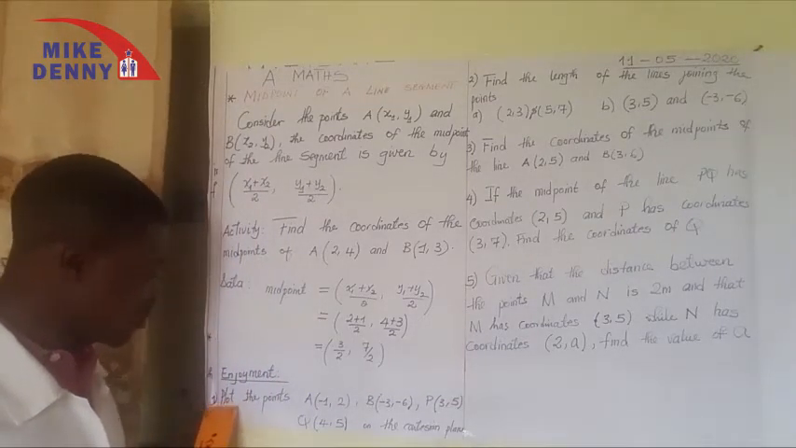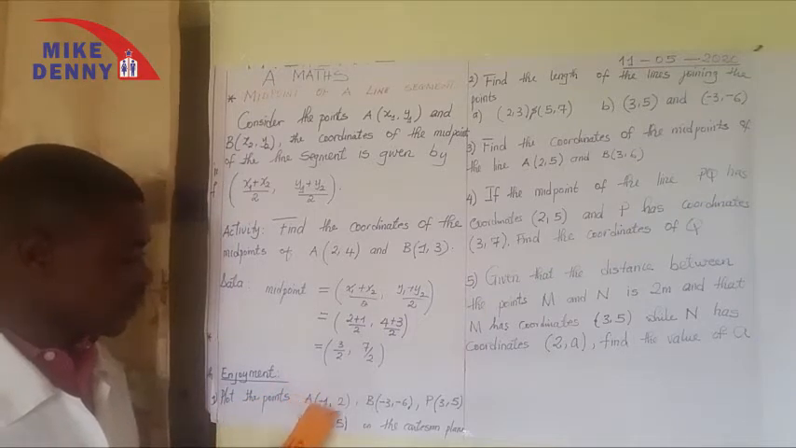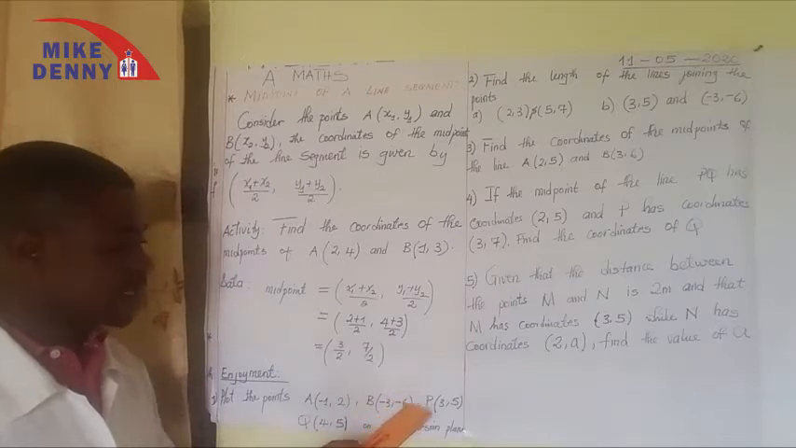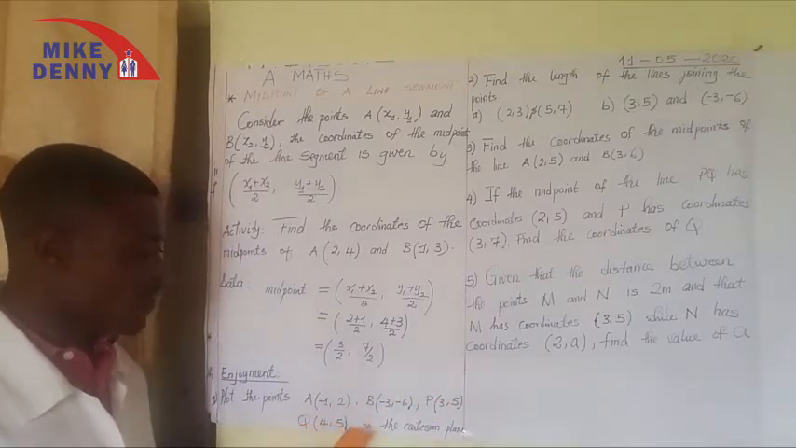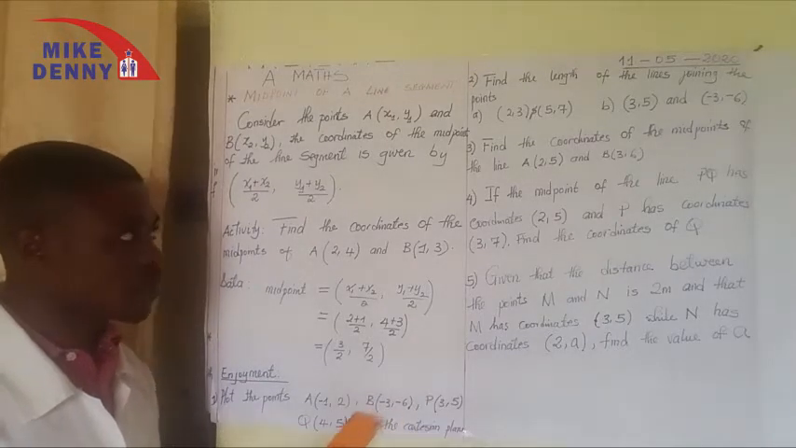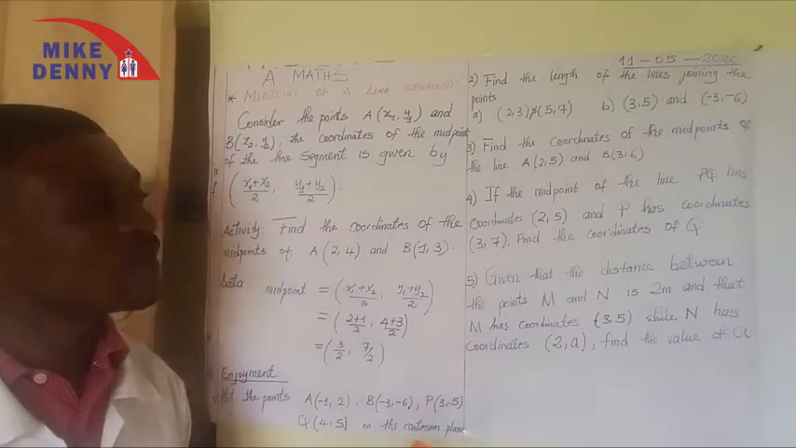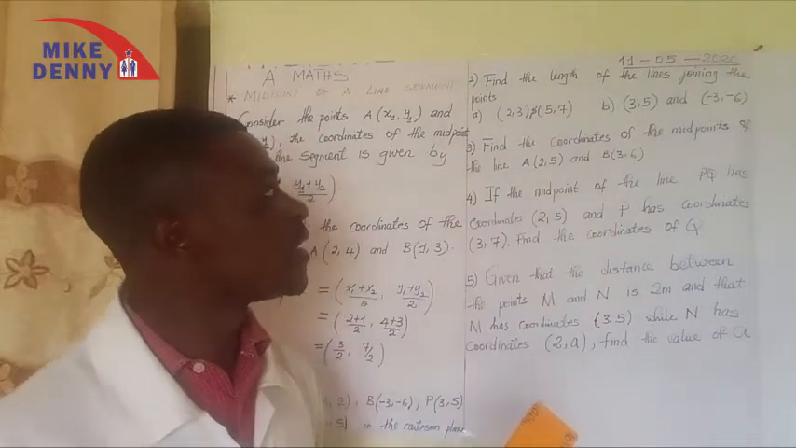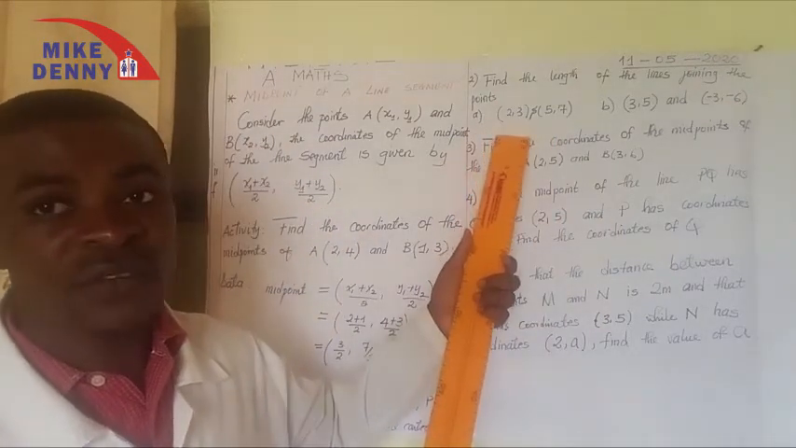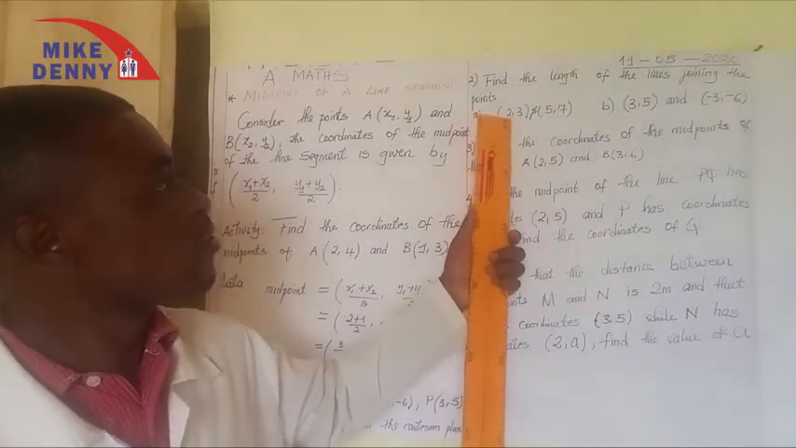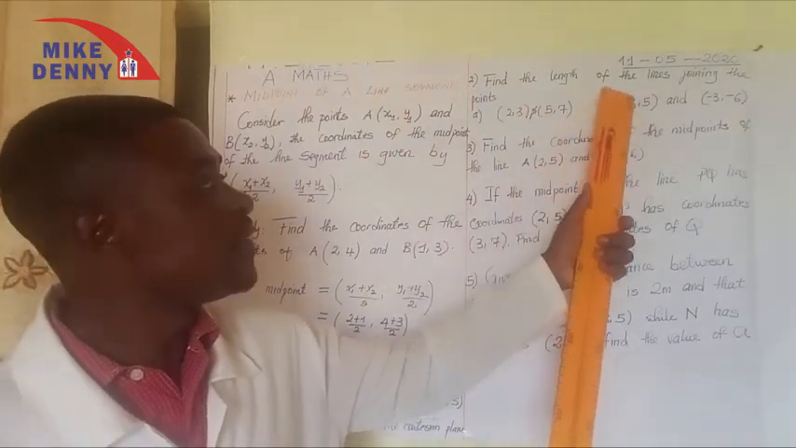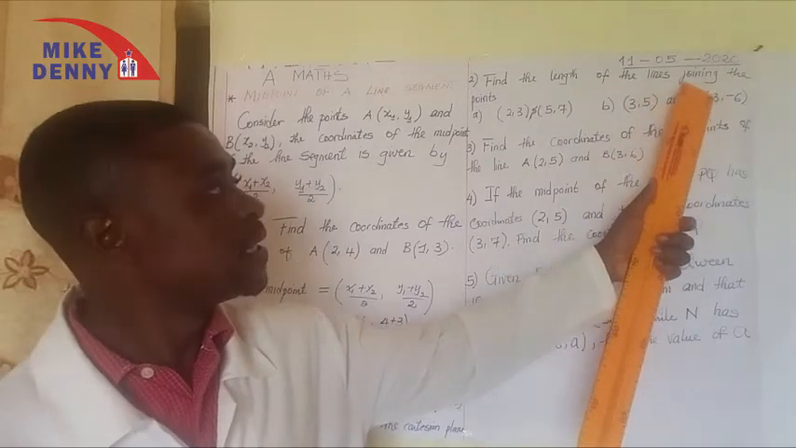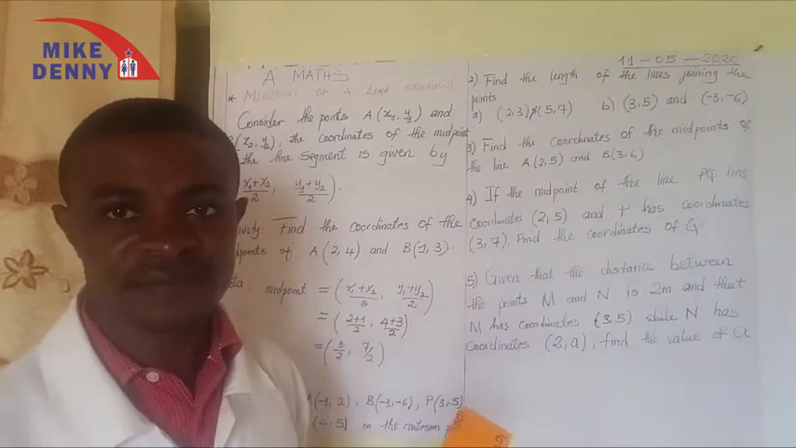The first question: plot the points A(-1, 2), B(-3, 6), P(3, 5), Q(4, 5) on the Cartesian plane. Question number 2: find the length of the line joining the points A(2, 3) and (5, 7), and B(3, 5) and (-3, -6).